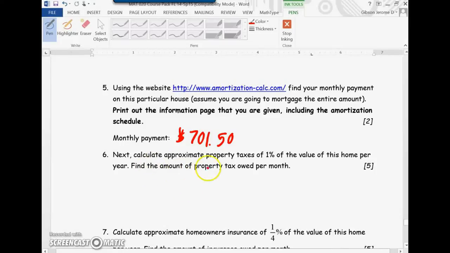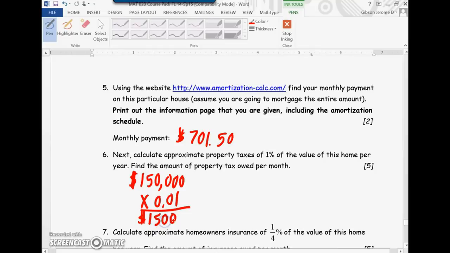Picking up where we left off, we're supposed to find the property tax for a year and also how much we pay per month for the property tax. It's 1% of the value of the home. Remember, this home was $150,000. So we have to multiply this by 0.01. And this will end up giving me $1,500.